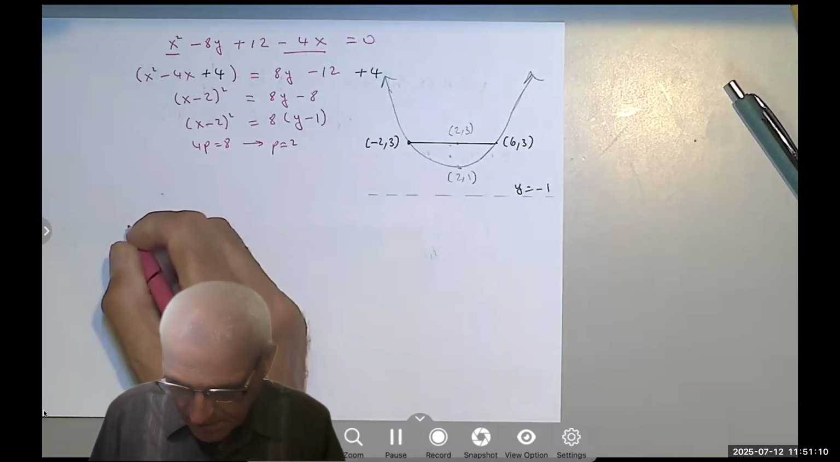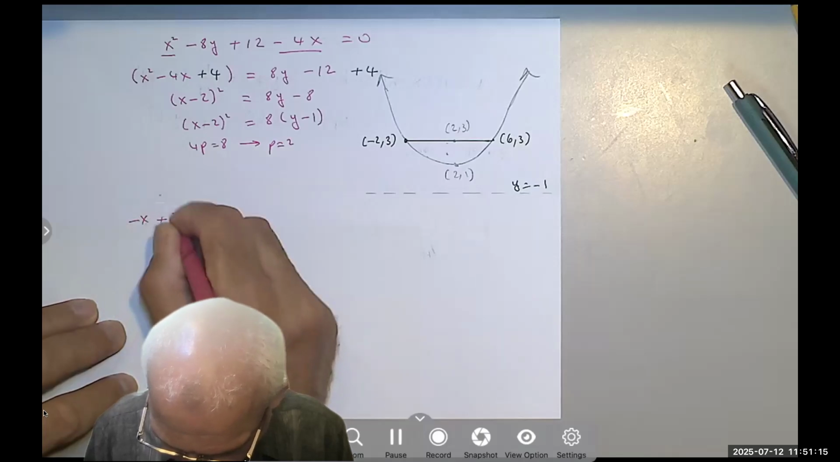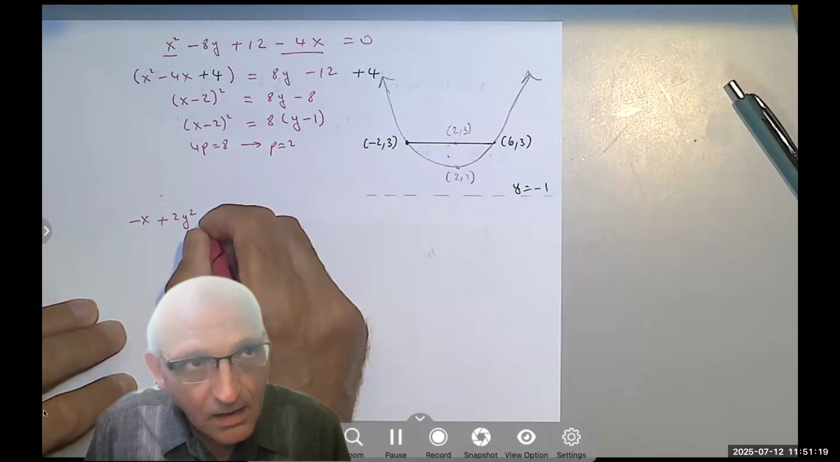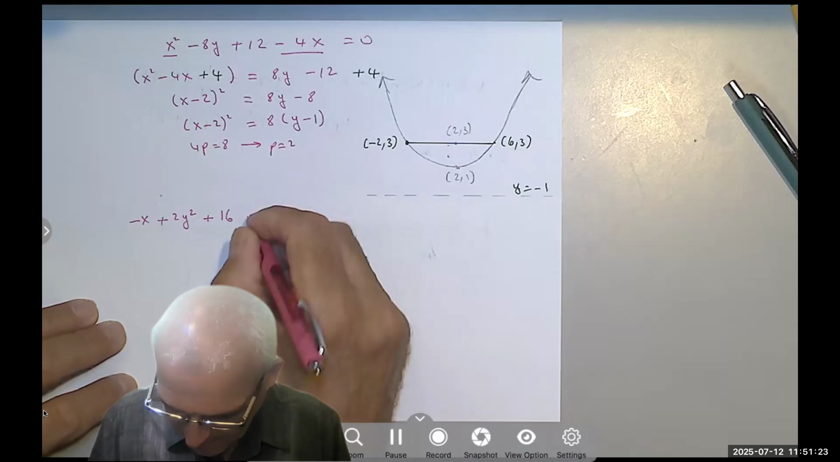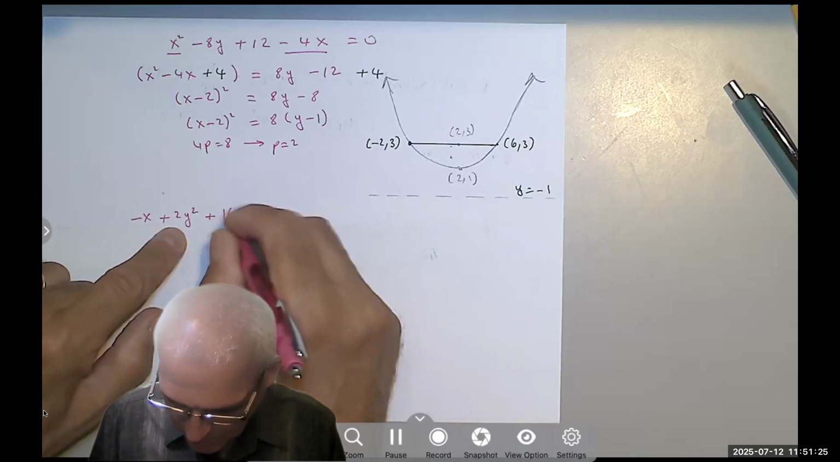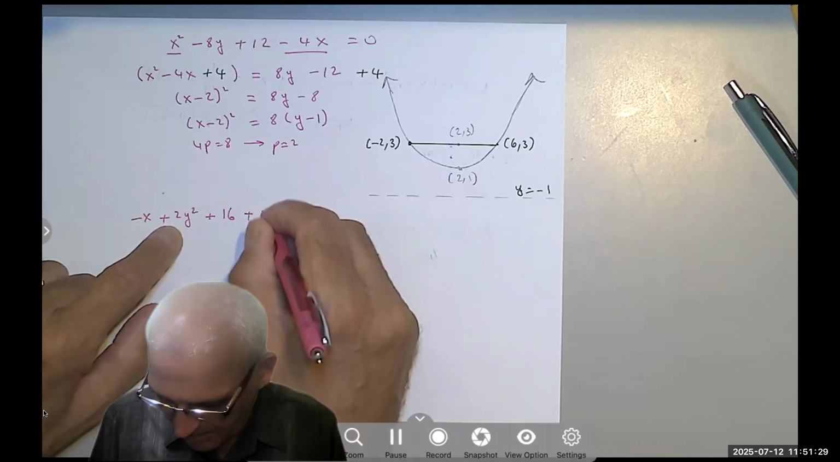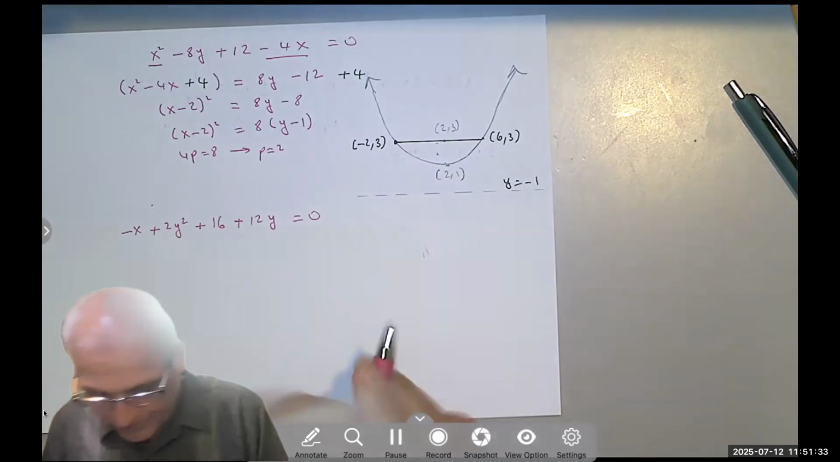Let's say negative x plus 2y squared plus, let's make that 16. And if this is 16, oh yeah, I had to use this to remind you of something we did last time. I didn't use 1 here for a purpose.